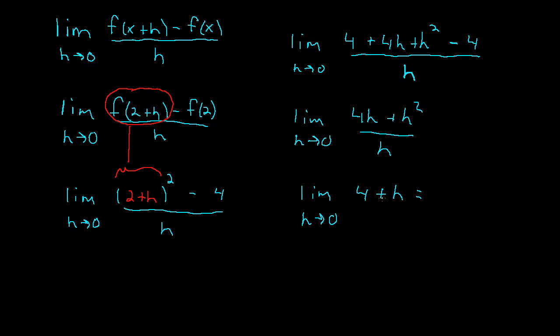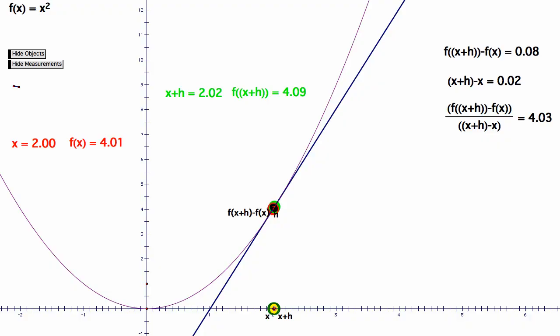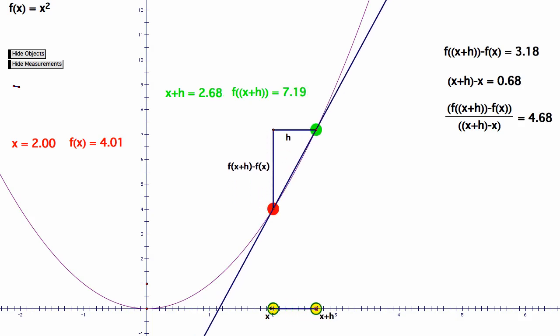Okay, now this looks like a pretty straightforward limit, and if I want to evaluate it, I just substitute 0 in for h to get 4. Well, what does that 4 mean? The 4 is the slope of the tangent line to this curve when x is equal to 2. We already saw that.